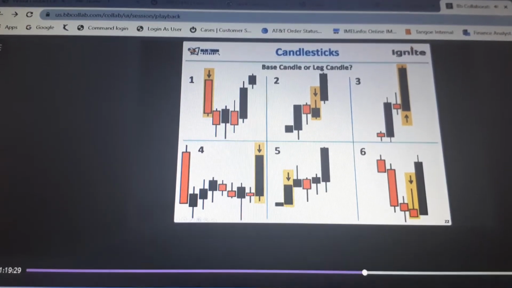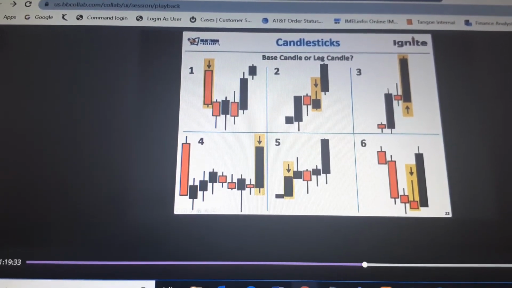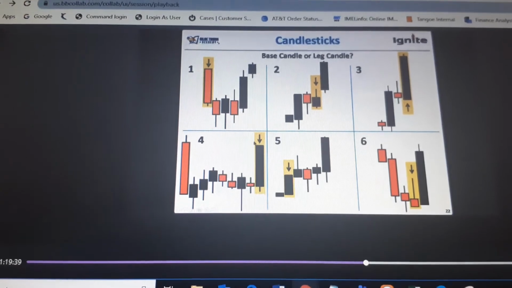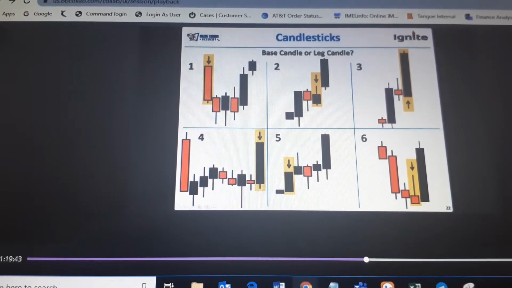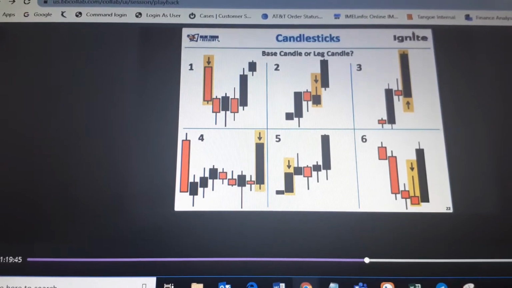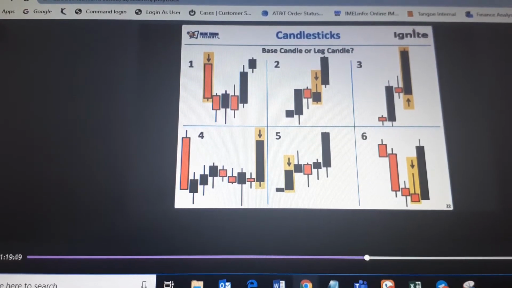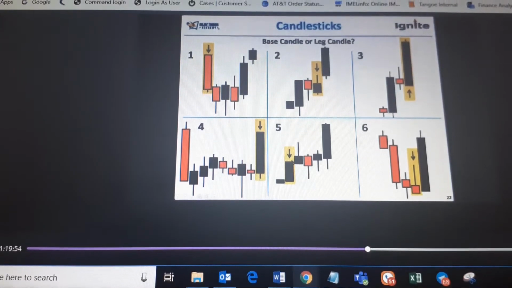Similarly, what is this? Is this your leg candle or your base candle? It's your leg candle, right? Why is this a leg candle? Because the body is greater than 50% of the range. That's why it's a leg candle. Now, what is this candle? Is this a leg candle or a base candle?